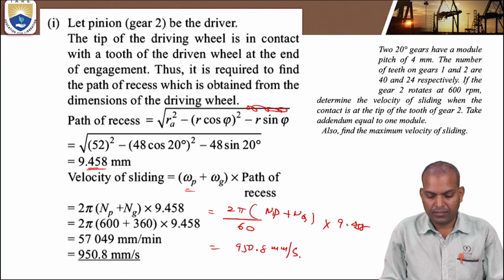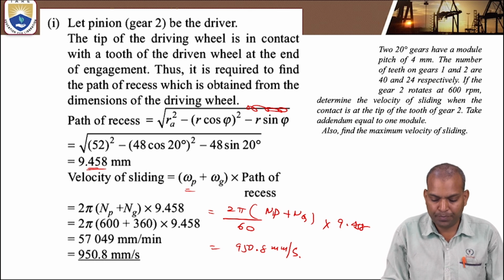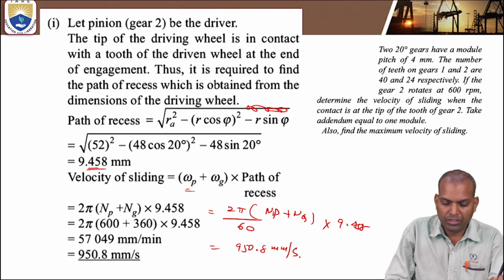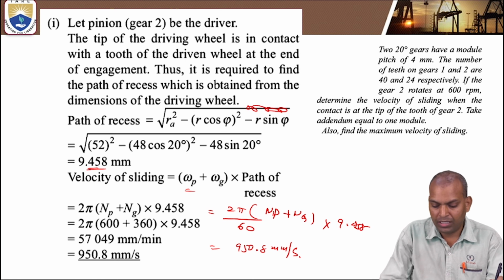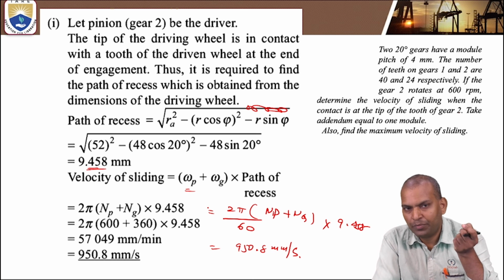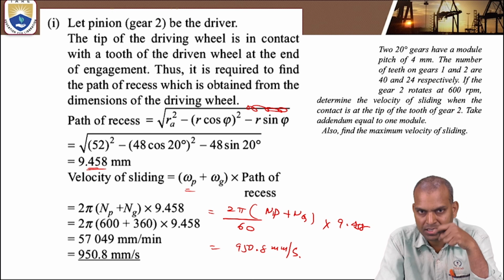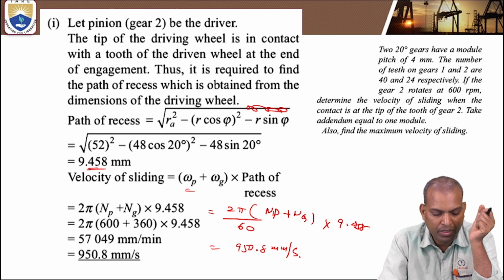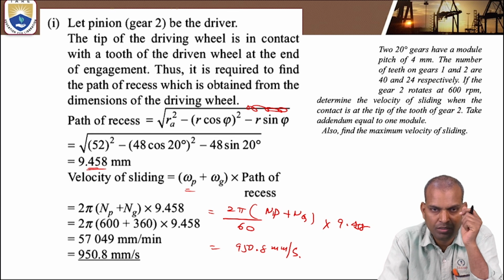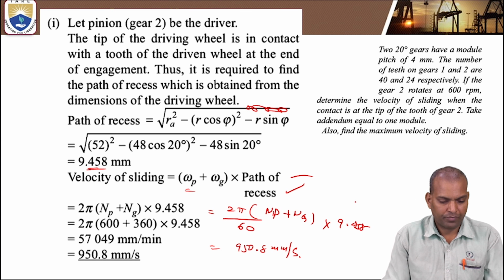So the thing is, here we determine the velocity of sliding when the contact is at the tip of the tooth of a gear. What is the meaning here? The tip of the tooth takes place on gear 2, and gear 2 is the pinion. So on the pinion, when will it take place? It takes place during the path of recess. That's why we took the velocity of sliding equal to the path of recess value. Velocity of sliding equal to omega p plus omega g times the path of recess. Thus we calculated objective 1.